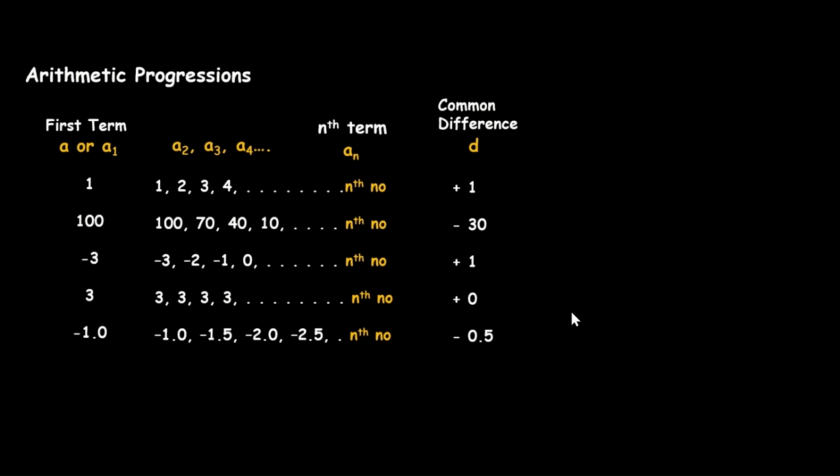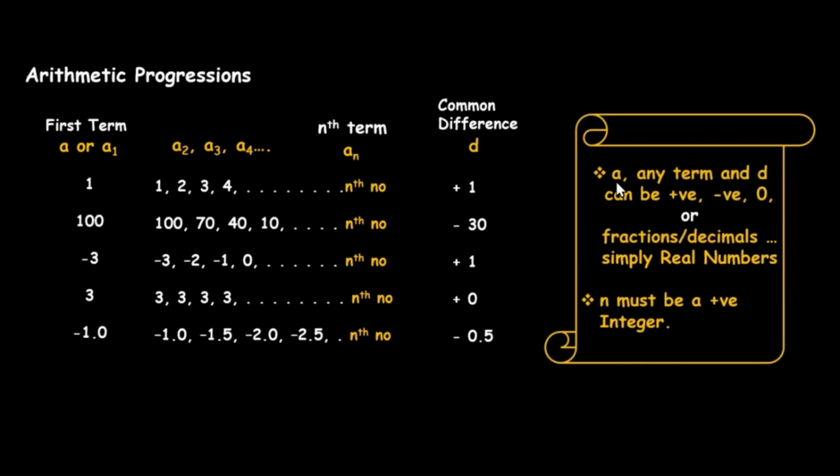Couple of important points. The first term or any term like a2, a3, a4 up to an, and also the common difference, they can be positive, negative, zero, or fractions, decimals, including irrational numbers. Simply, they can be any of the real numbers. But n, which indicates the slot or the position of the number within the arithmetic progression, that n must be a positive integer.